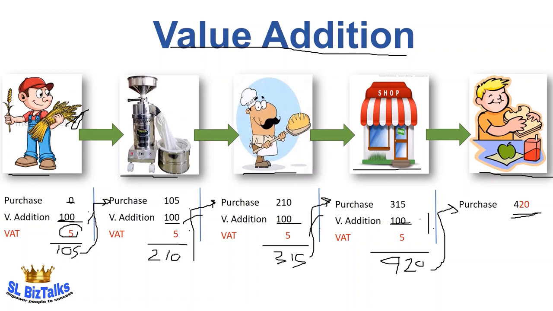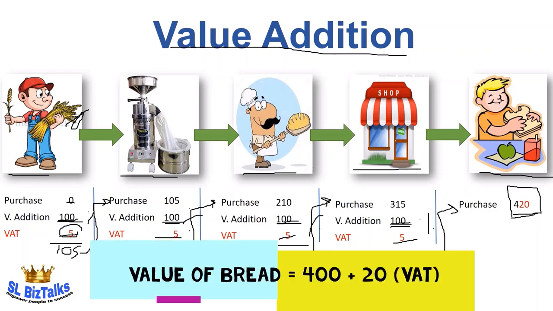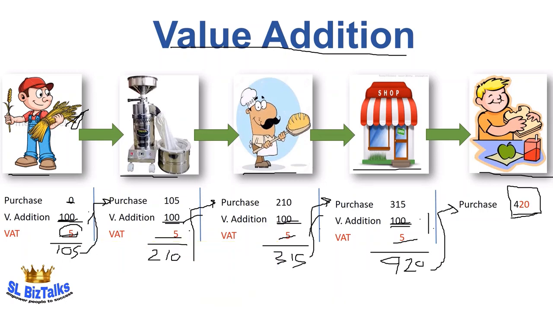Here is the important point. This 420 includes the total VAT amount. It means here 5, 15, and 20, plus this value addition amount 100, 100, 300, 400. It means the final tax amount will be borne by the consumer. These VAT amounts will not be an expense for these parties, because they are charging that on their price and selling it to the next party.